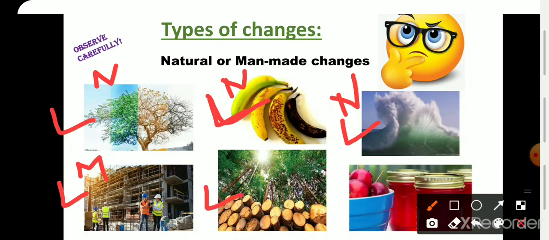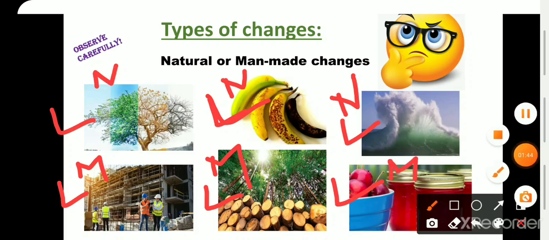Now, the fifth picture shows the cutting of trees. So is it a man-made change or a natural change? Yes, it is a man-made change. Now the last picture shows the making of jams from fruits. So is it a man-made change or a natural change? Yes, exactly, it is a man-made change.